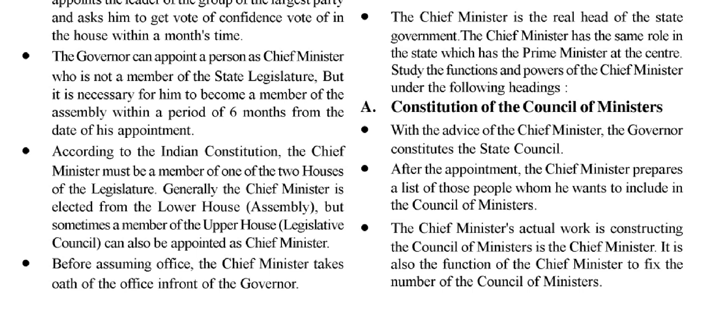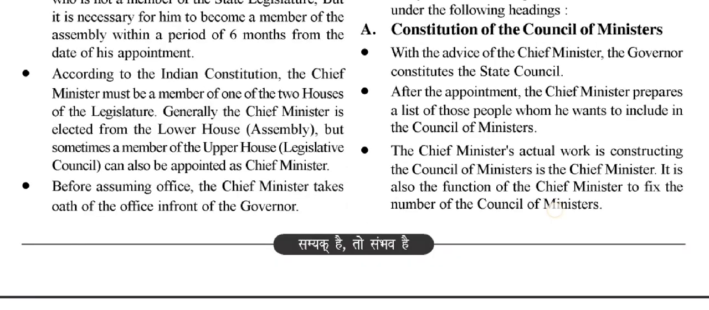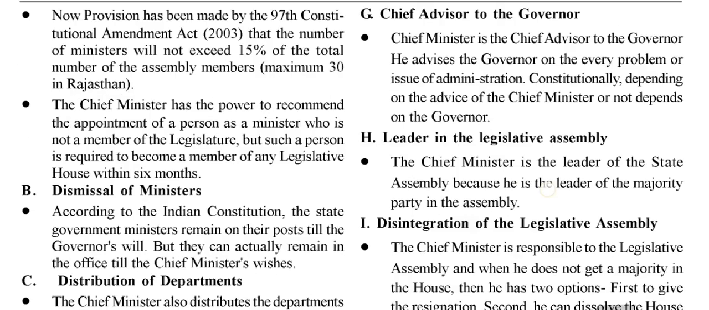With the advice of the Chief Minister, the Governor constitutes the State Council. After the appointment, the Chief Minister prepares a list of those people whom he wants to include in the Council of Ministers. The Chief Minister's actual work is constructing the Council of Ministers. It is also the function of the Chief Minister to fix the number of the Council of Ministers. Now provision has been made by the 97th Constitution Amendment Act 2003 that the number of ministers will not exceed 15% of the total number of the assembly members, a maximum of 30 in Rajasthan.